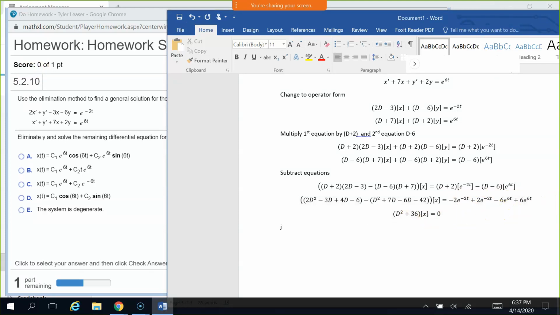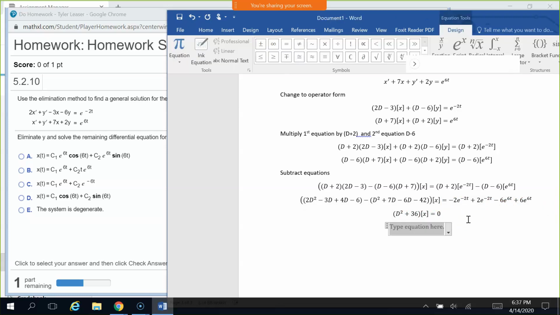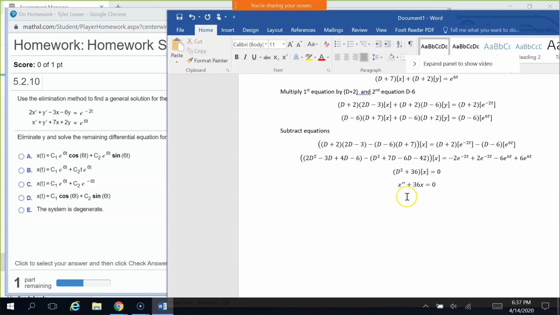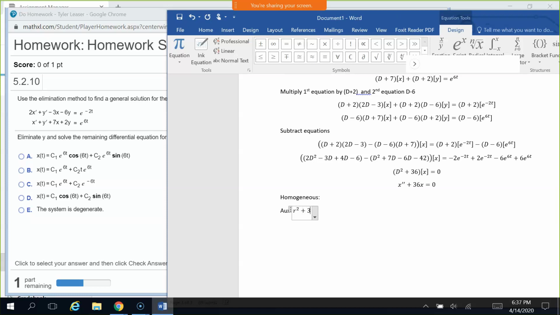All right, so these all add up just to be 0, and then we're here. This is just changing it now back to differential equation form. x double prime plus 36x is equal to 0. Solve this the way that we always do. This is a homogeneous equation, so we're going to do auxiliary stuff. This has auxiliary r squared plus 36 is equal to 0, which has two solutions, plus and minus 6i.